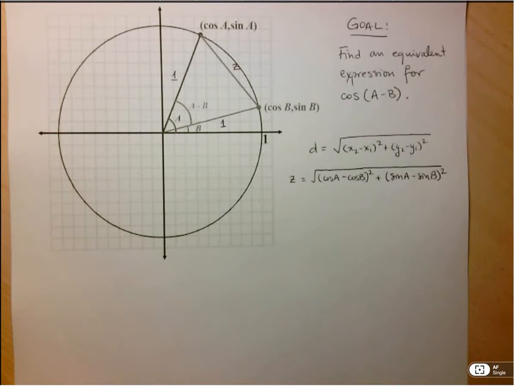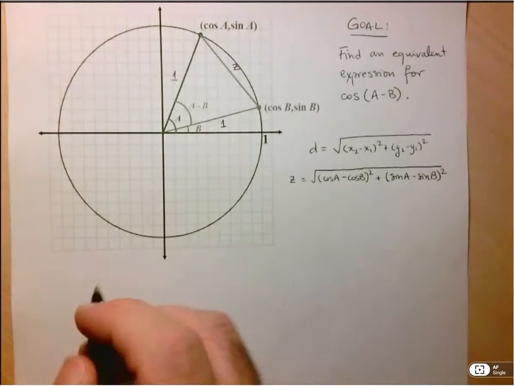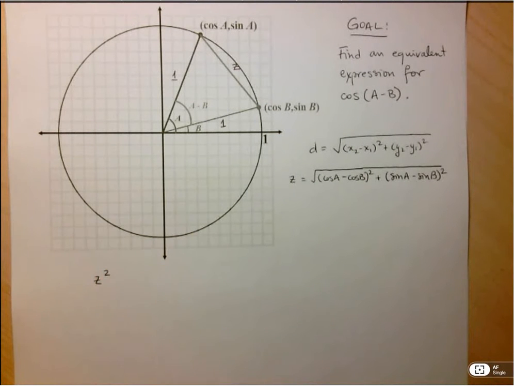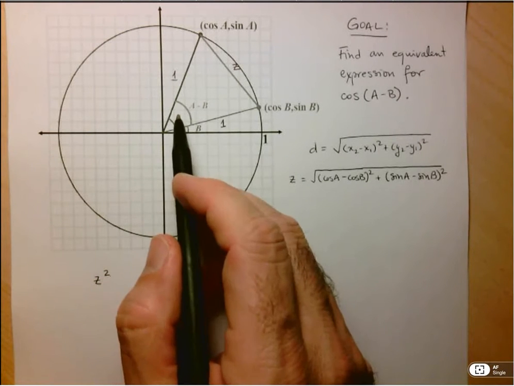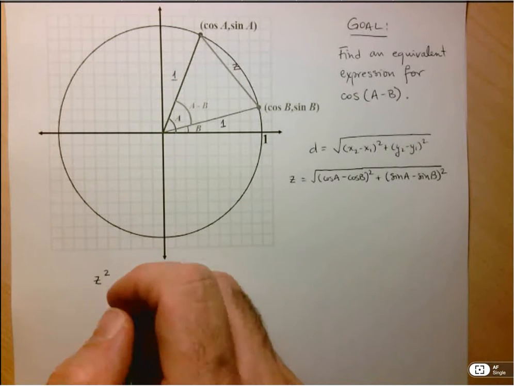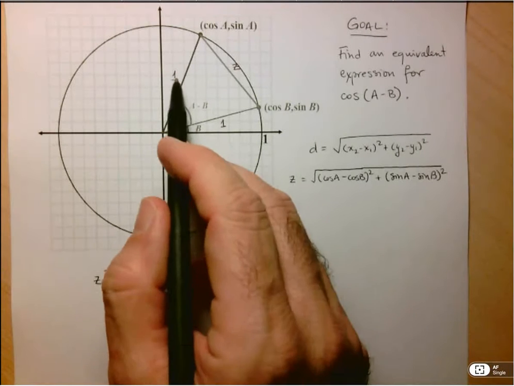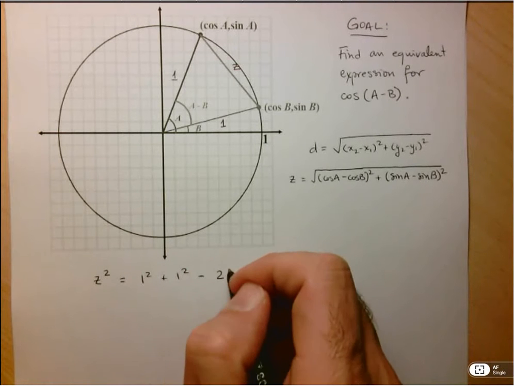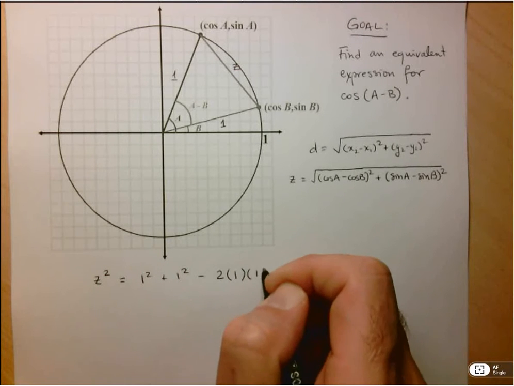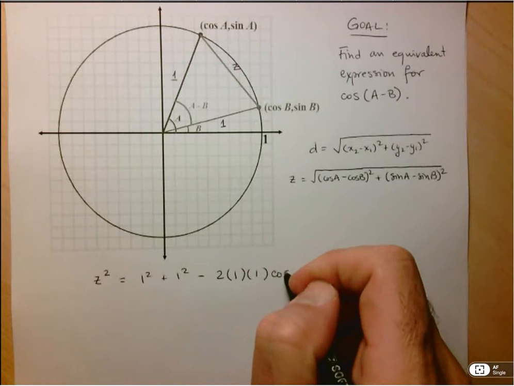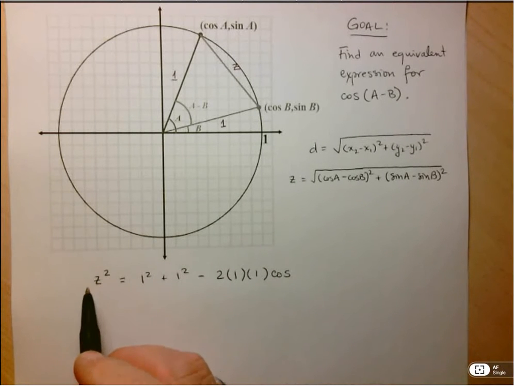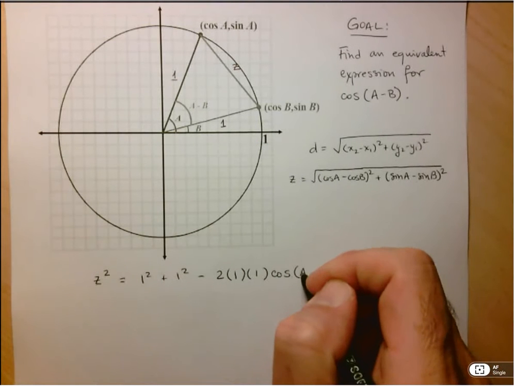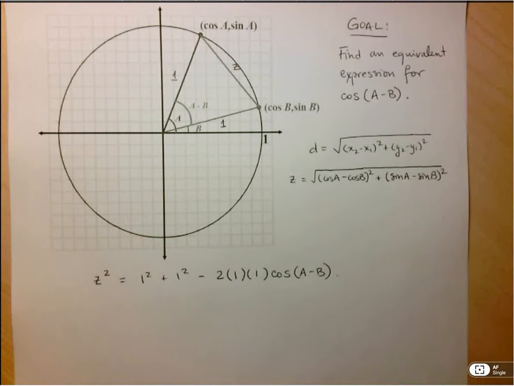Okay, and now I have all the information I need to apply the cosine law. So let's remember how the cosine law works. If I take the side opposite to the angle I'm using, that's going to be isolated on the left side, so z squared is going to be equal to the sum of the squares of the two other sides, so 1 squared plus 1 squared minus 2 times the side lengths of those other two sides, so times 1 times 1, times the cosine of the angle opposite z, which of course is going to be A minus B. Okay, so this is the equation I have.